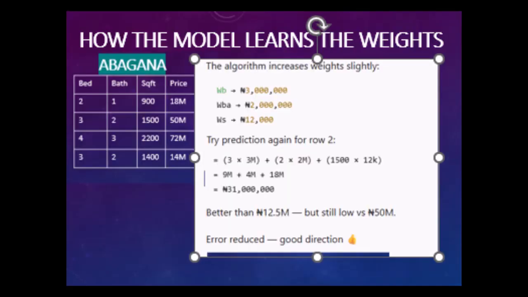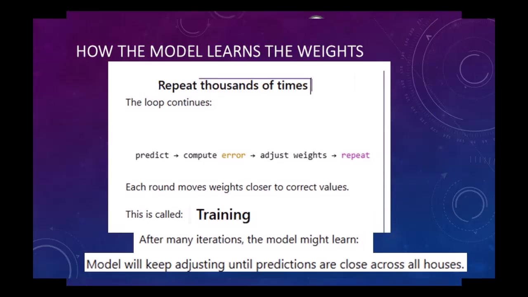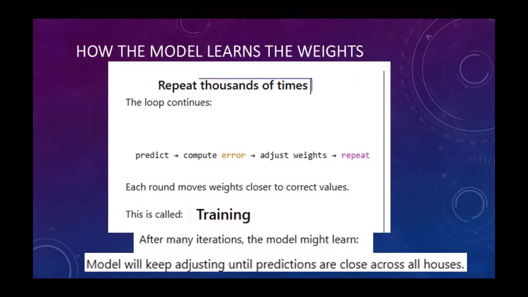So the algorithm increases the weights slightly, tries prediction again for the rows, and discovers that it's slightly higher than the previous one. So the error has been reduced, which is an improvement. So the loop continues. It predicts, computes error, adjusts weights, and repeats. Each round moves weights closer to correct values. It could do this over 1,000 times or less.